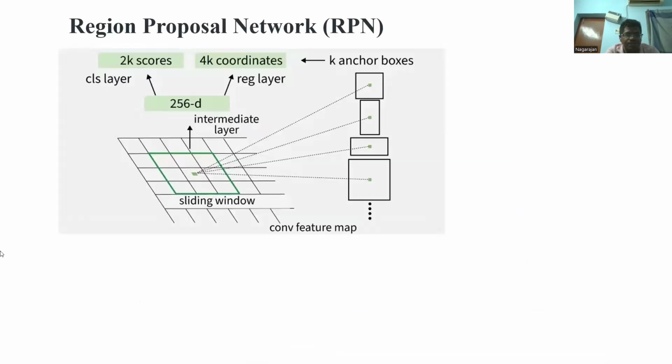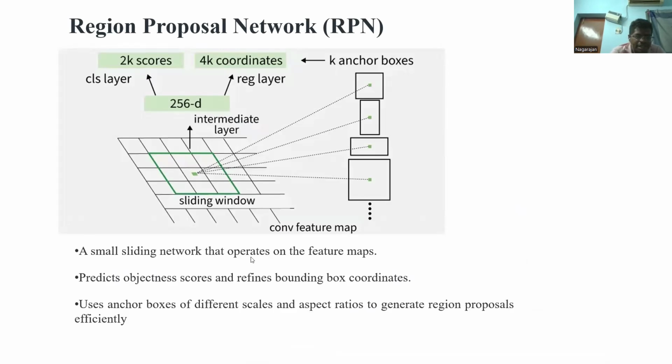Then the region proposal network. The architecture looks like this; we will go for a deep discussion with implementation later. Here there is one small sliding network that operates on the feature maps. Anchor boxes are generated by the RPN. It also predicts the object score and refines the bounding box coordinates. It utilizes anchor boxes of different scales and aspect ratios to generate region proposals efficiently.